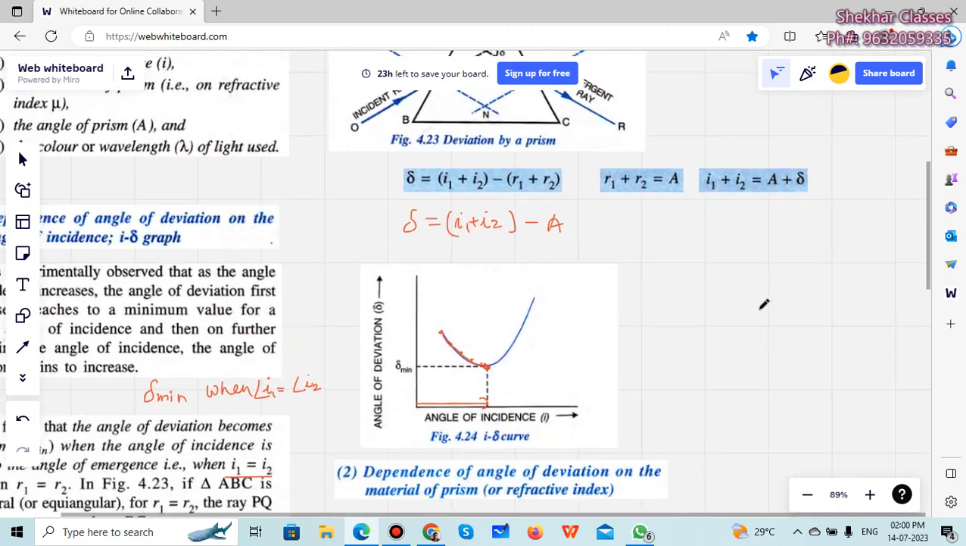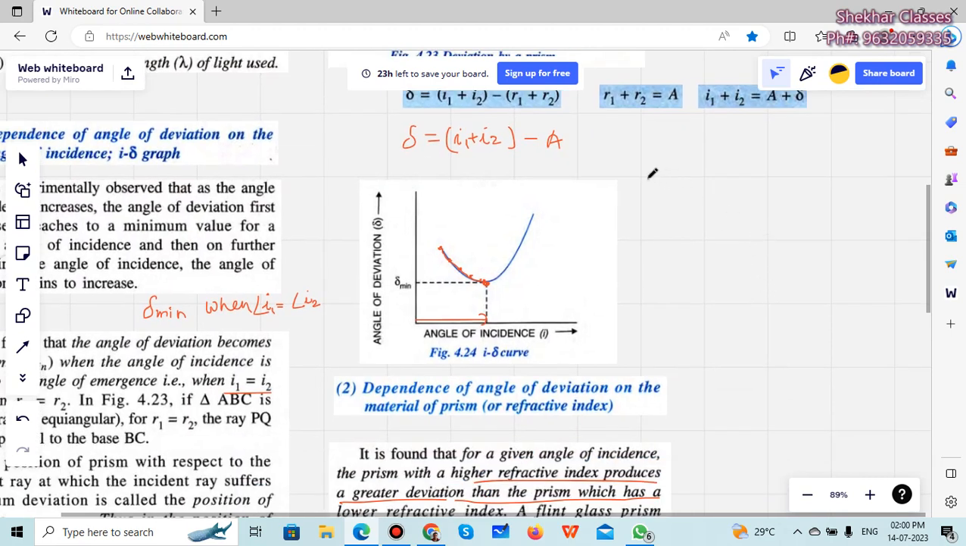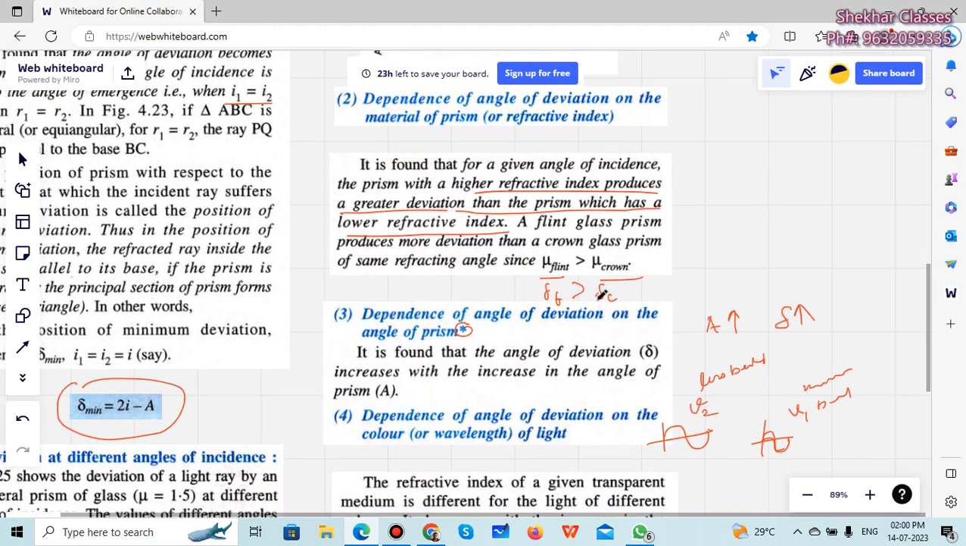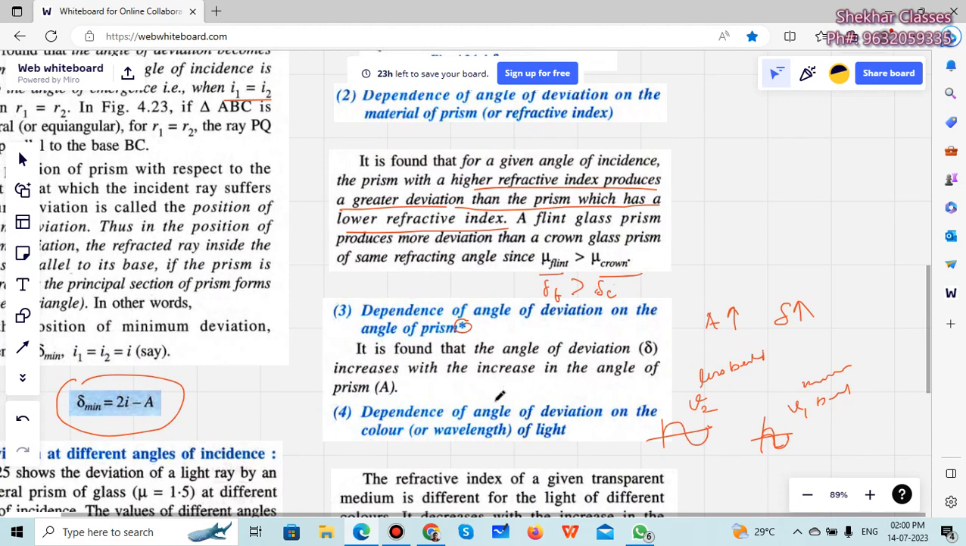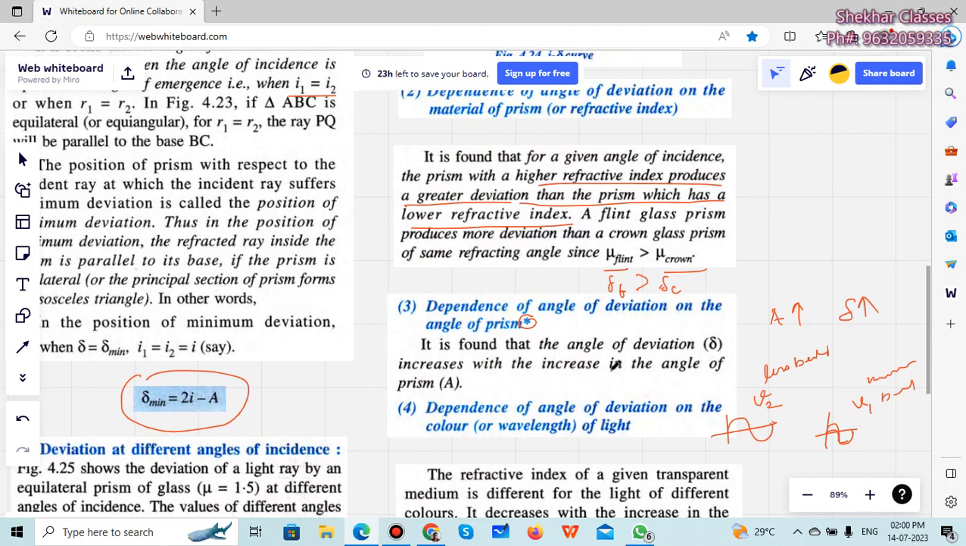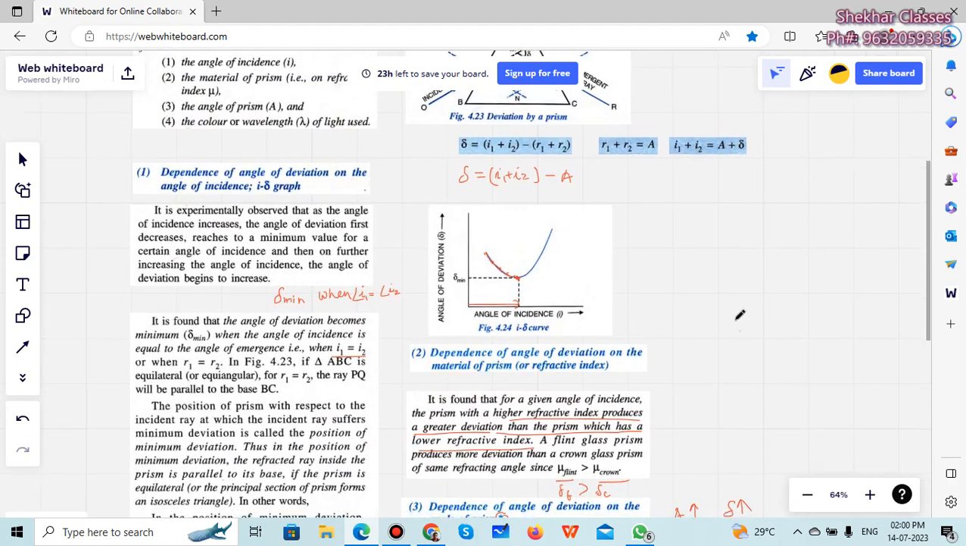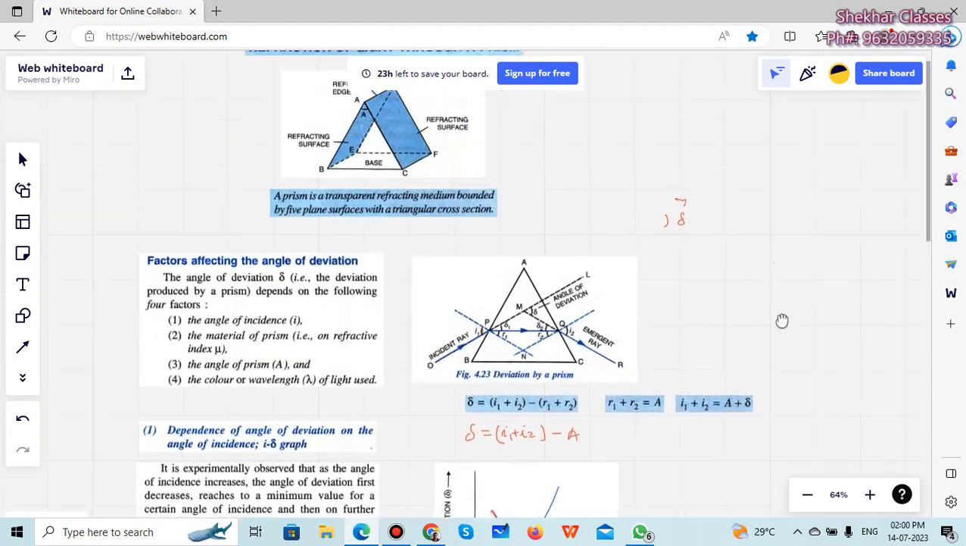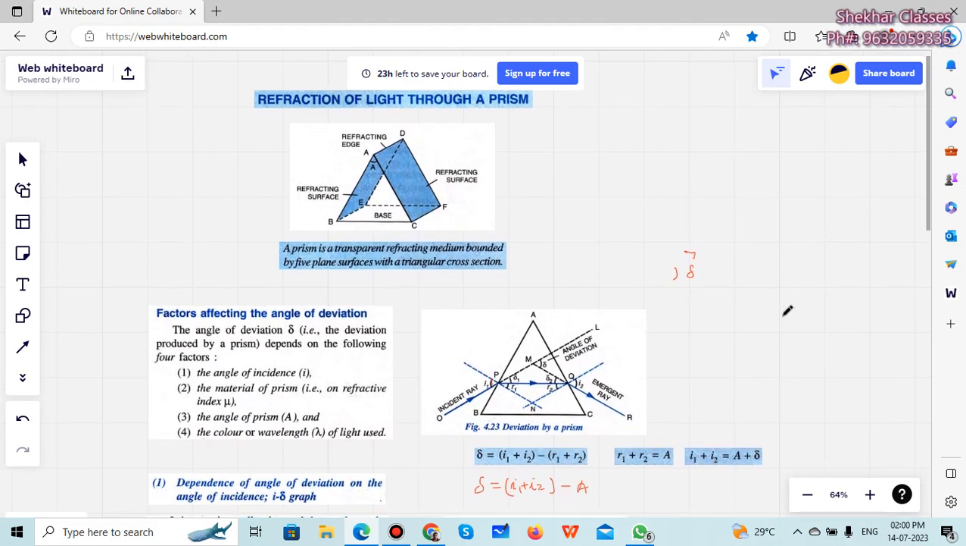One thing I want to clarify. Earlier I mentioned that deviation will decrease with the increase in the angle of prism, but no, the angle of deviation will increase with the increase in the angle of prism. Everything else is the same. So fine, in the next video I will be talking about the numericals.